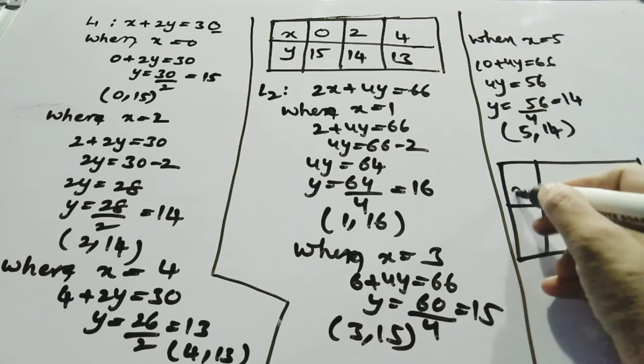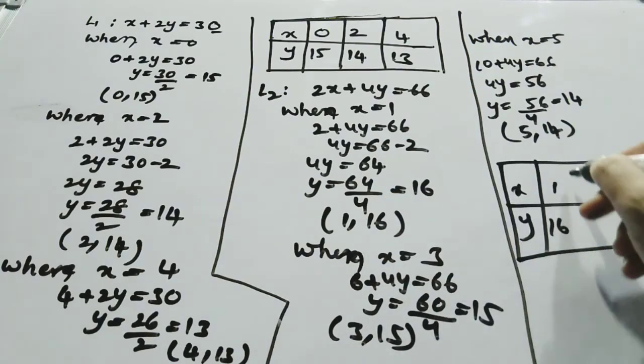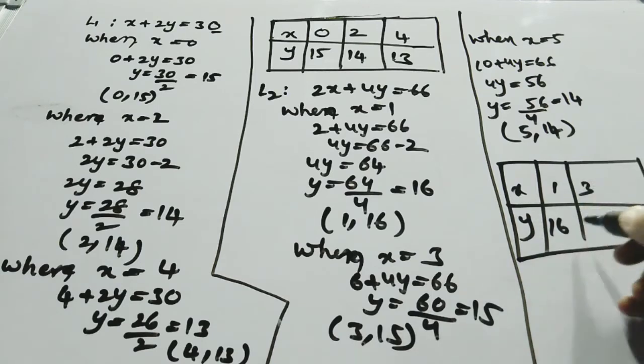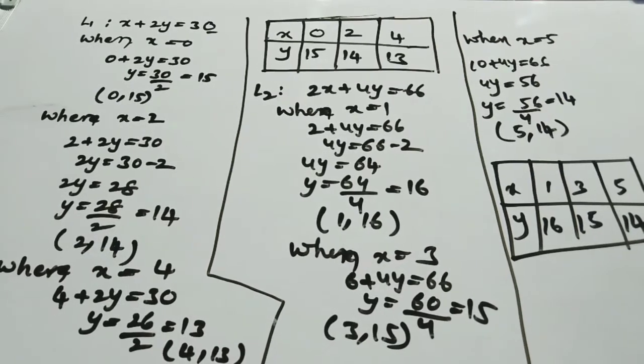Graphical table with x and y coordinates. When x is 1, y is 16. When x is 3, y is 15. When x is 5, y is 14.